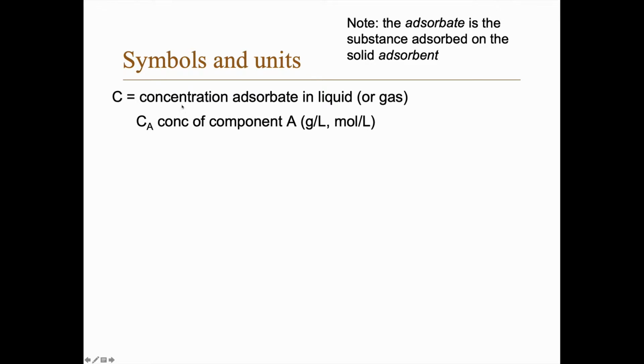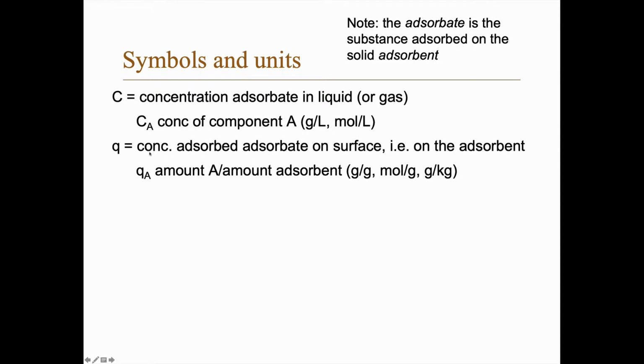Okay, so C is the concentration of the adsorbate in liquid, and Ca is then the concentration of component A, either in gram per liter or mole per liter or something similar, depending on what's convenient. Q is the concentration of the adsorbed adsorbate on the surface, that is on the adsorbent. Qa is then the amount of substance A divided with the amount of adsorbent, and then you get gram A per gram adsorbent, or mole A per gram adsorbent, or gram A per kilogram of adsorbent, or some unit like that.